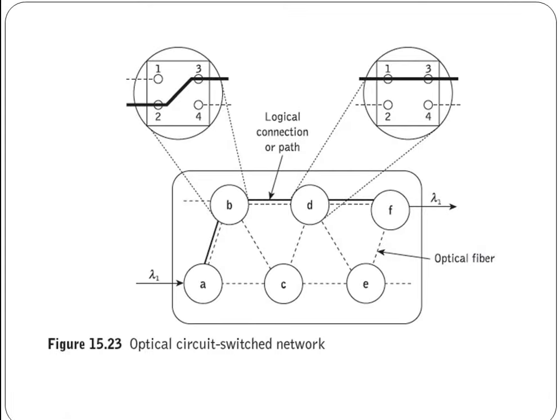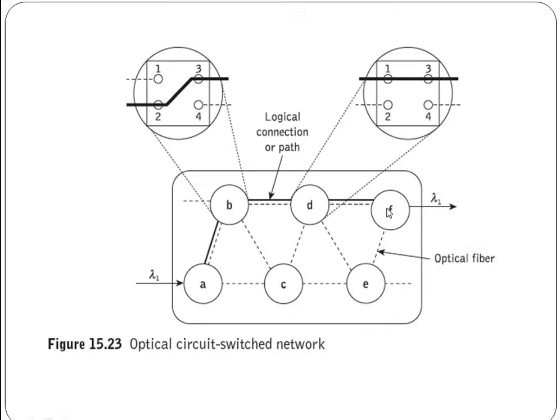So in this figure, this is a block diagram showing an optical circuit switched network. We can see that there are 6 nodes, from A to F, and they are all interconnected. A requested logical connection for optical signal wavelength lambda 1 is established, producing a circuit path through the network A, B, D, F.